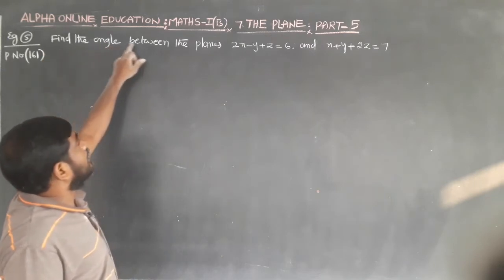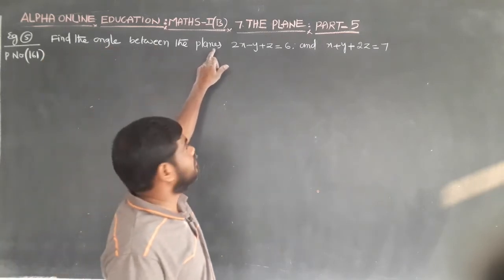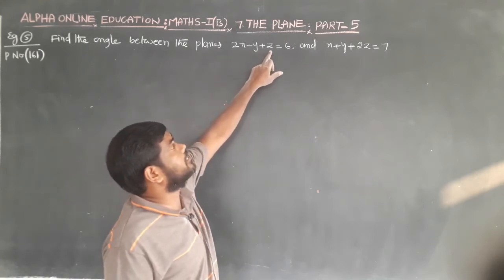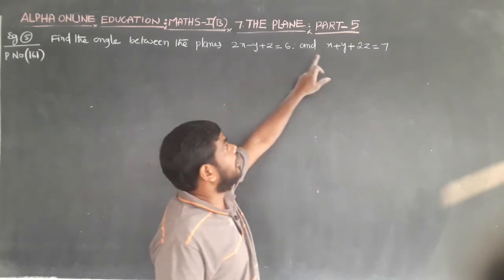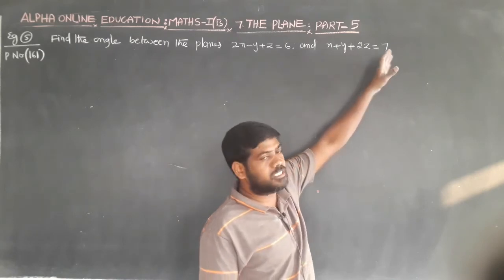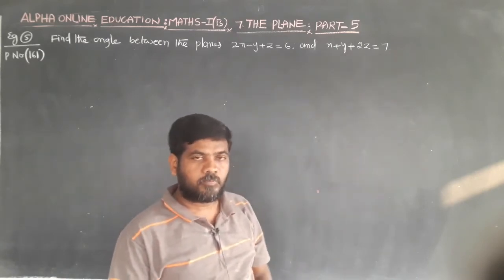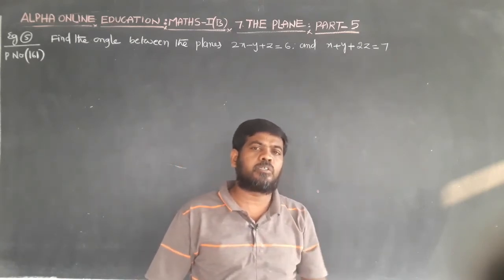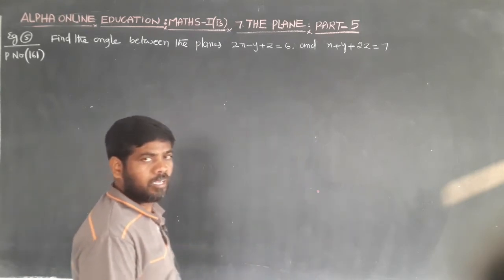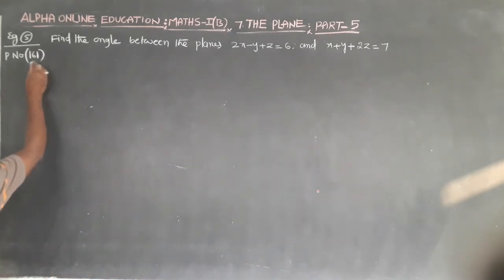Find the angle between the planes 2x minus y plus z is equal to 6 and x plus y plus 2z is equal to 7. Find the angle between the two planes.